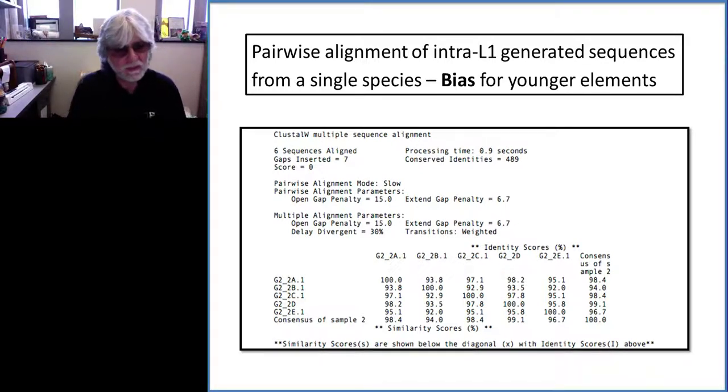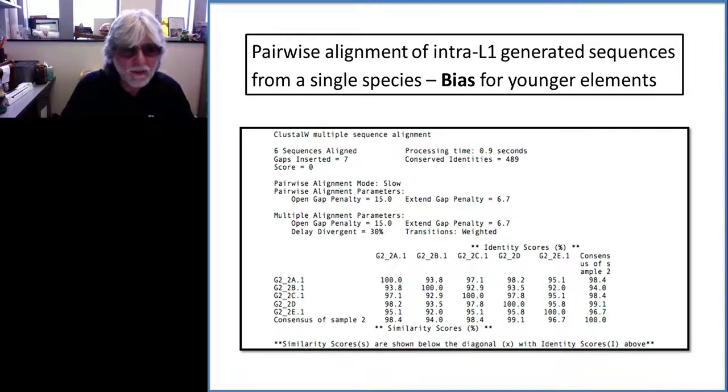And you can see there's very high similarity, 99%, 96%, 97% to each other and to the consensus sequence. So it kind of verifies that we did bias for younger elements using these ORF2-based primers.